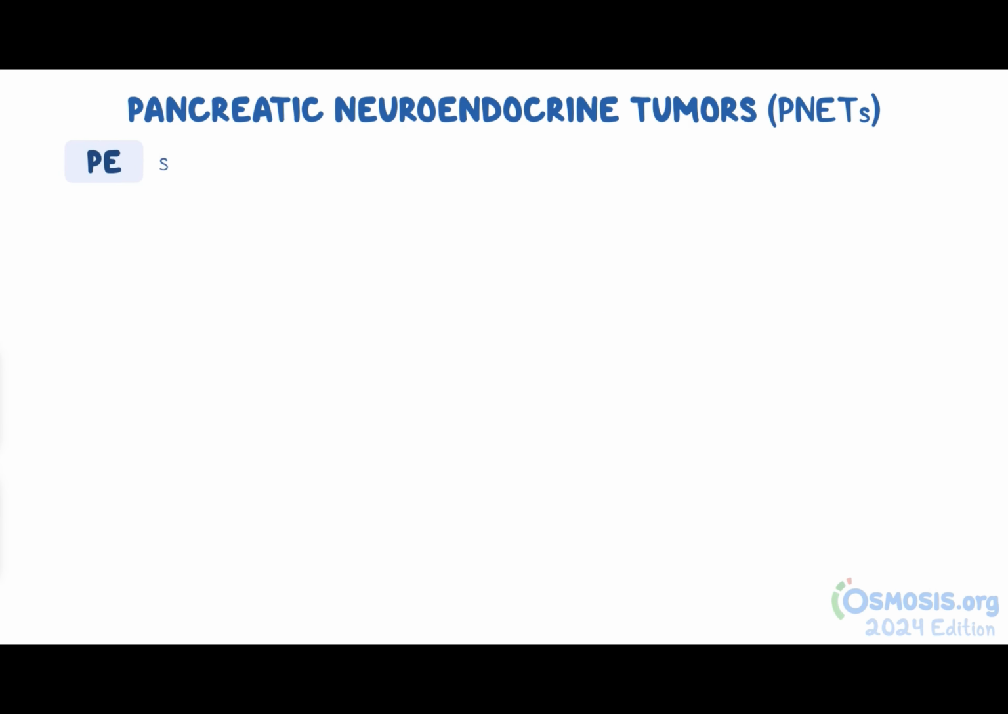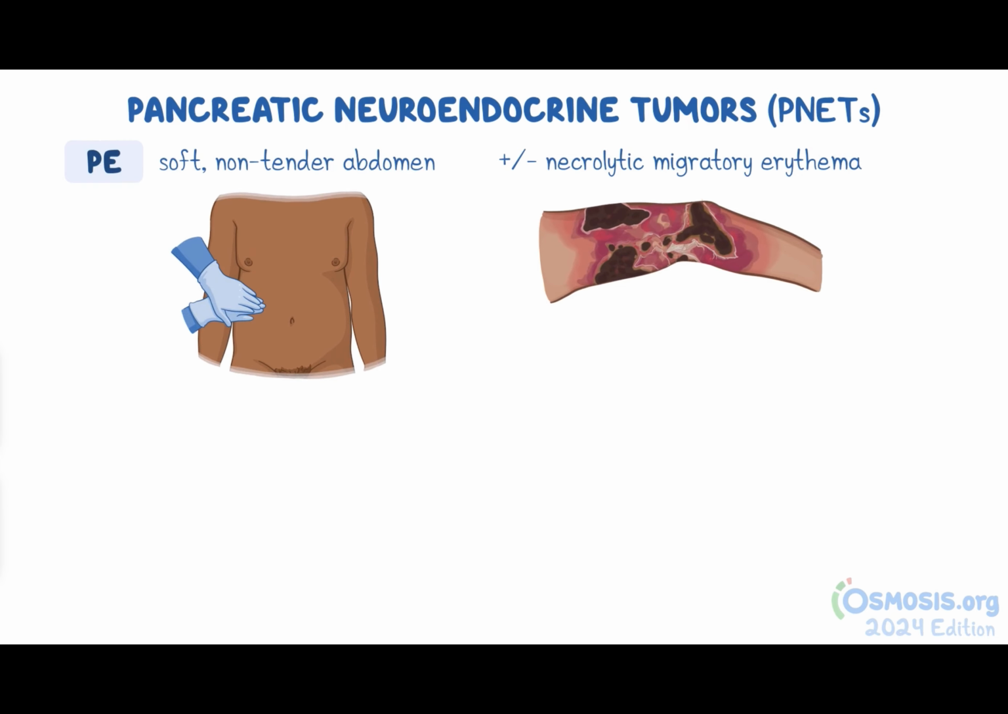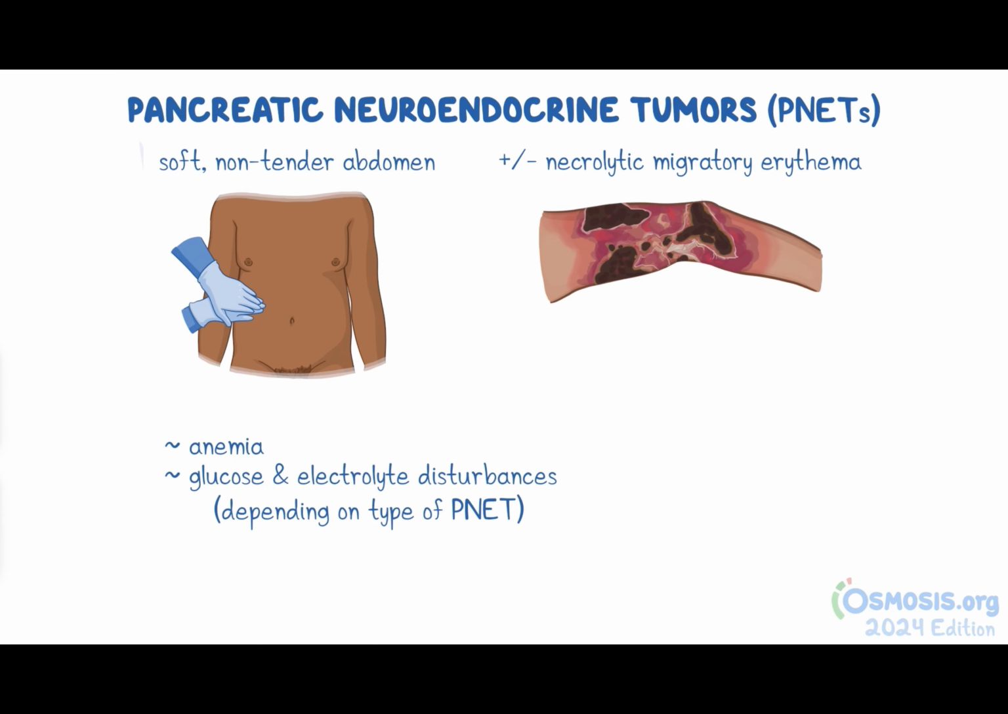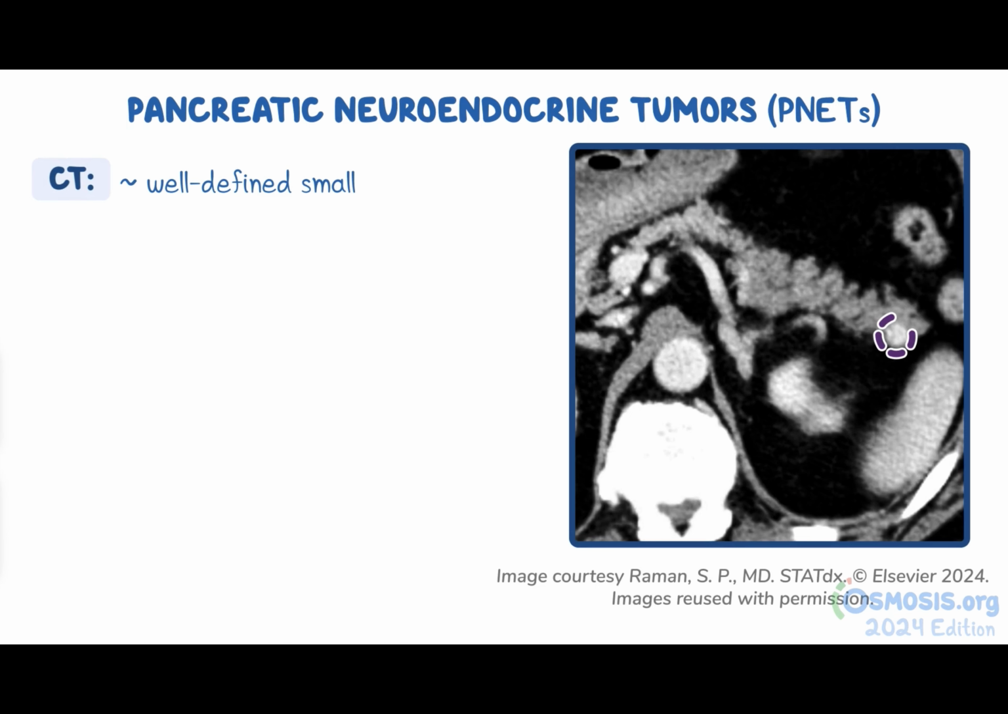Patients typically have a soft, non-tender abdomen. Be sure to also examine the skin, since necrolytic migratory erythema is characteristic of glucagonoma. Labs generally show anemia with glucose and electrolyte disturbances, which can vary depending on the type of PNET. On CT, you will likely see a well-defined small tumor, which is usually hypervascular and more prominent on the arterial phase.